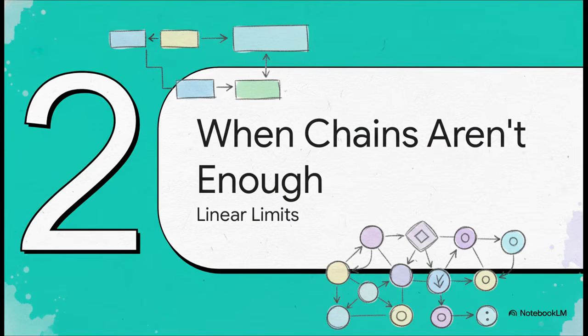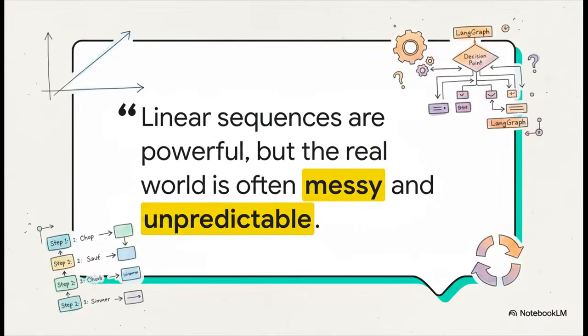But what happens when the task isn't just a straight line? What happens when your application needs to think a little more, well, creatively? This is exactly where we start to hit the limits of that purely linear approach. Because let's be real, complex problems rarely follow a simple recipe. The real world is full of feedback loops, unexpected results, and situations where you have to try something, see if it works, and maybe take a totally different path based on what you find out.